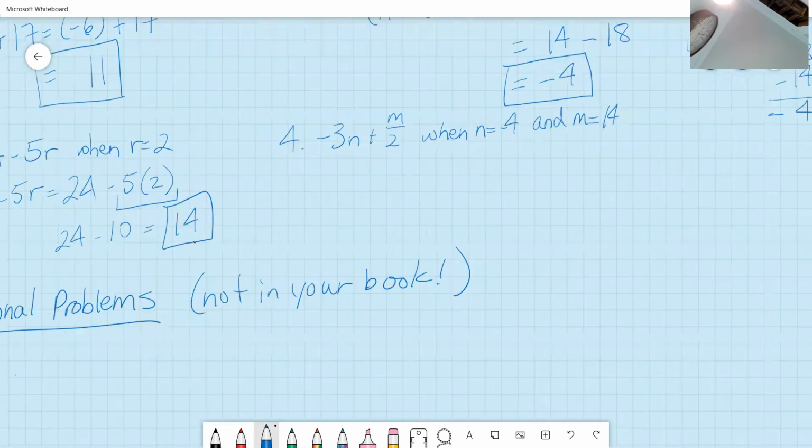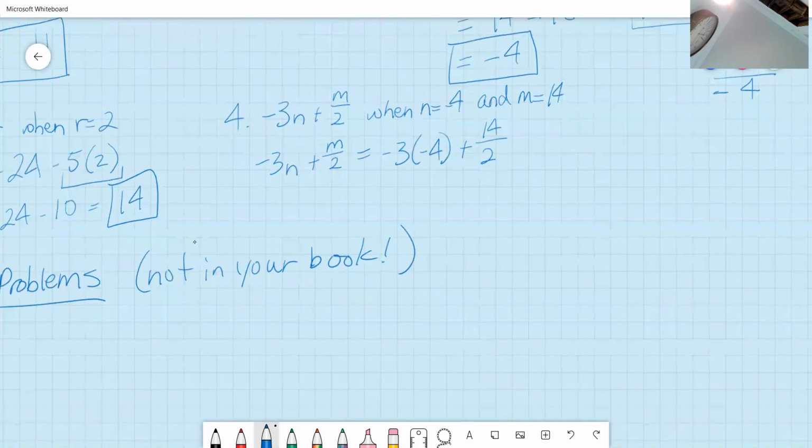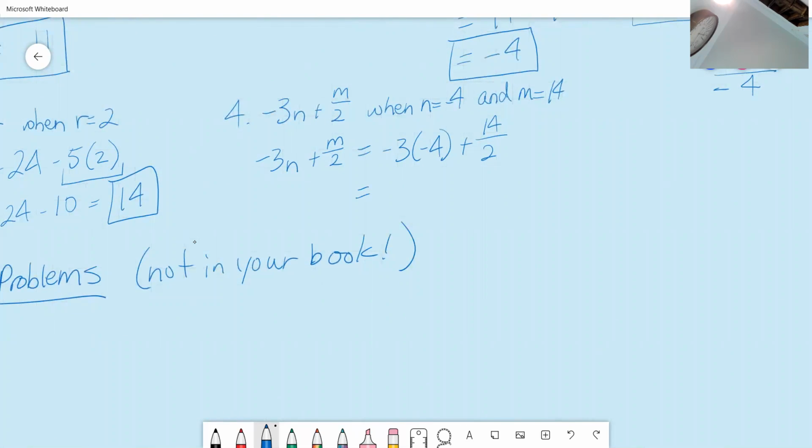Right, and last one, we have -3n plus m over 2 when n is -4. So we have -3 times -4 plus, and m equals 14, 14 over 2. Unfortunately, that fraction is a nice, easy division. Gives us a whole number. So negative 3 times negative 4 is 12. Plus 14 divided by 2 is 7. So that leaves us with an answer of positive 19.